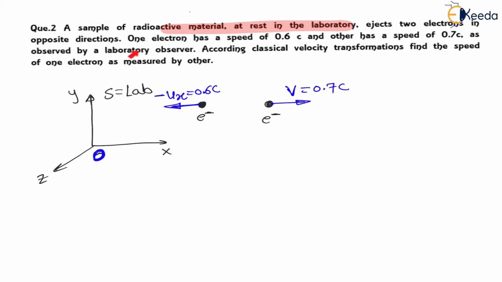These are the velocities as observed by the laboratory person, that is, observer O, the laboratory being at rest. So my dear students, you cannot write dash here, according to the classical velocity transformation. Classical velocity transformation is nothing but the Galilean transformation, the Galilean velocity transformation. Then find the speed of one electron as measured by the other.